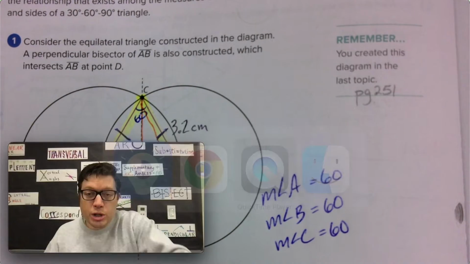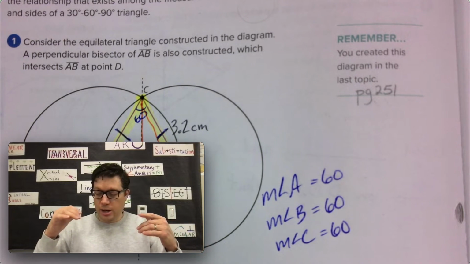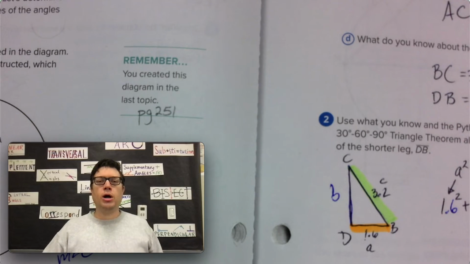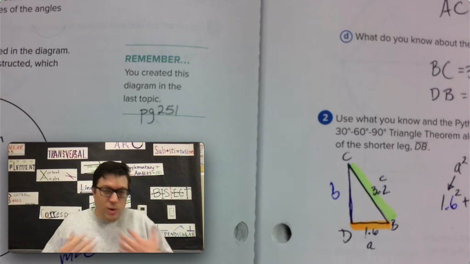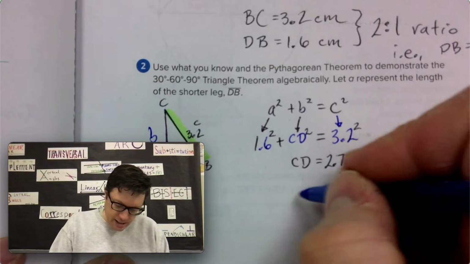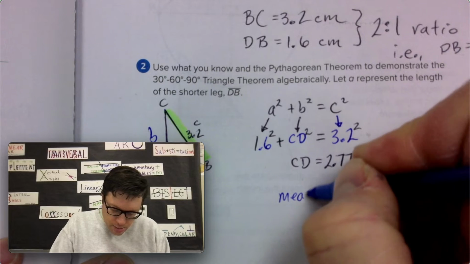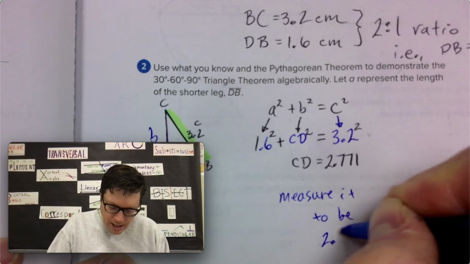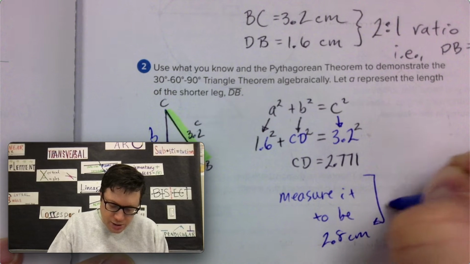What I'm really trying to show is that the Pythagorean theorem will work. But what this textbook is wanting you to understand is we have a specific triangle. It's of a certain size, and this will always work, right? It's measured to be 2.8 centimeters. And so these are essentially equal.